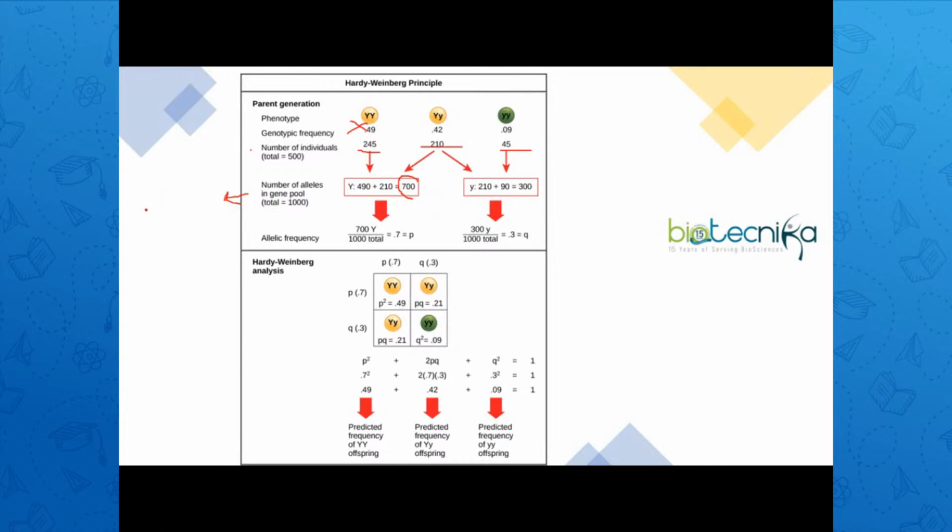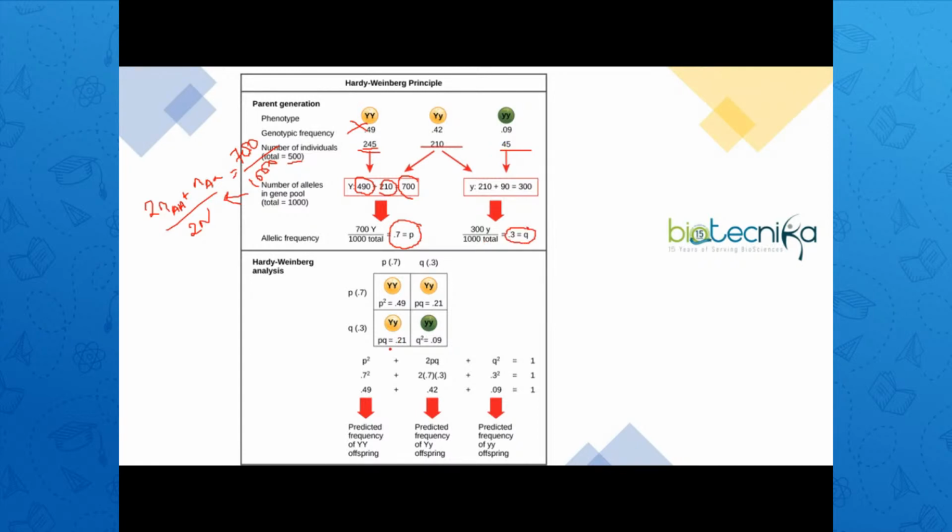Which formula to use here? The first one: 2 into the number of individuals who are homozygous A plus the number of individuals who are heterozygous, divided by 2 into the total. If you do this, 2 into 245 is 490 plus the number of heterozygous, 210. So this value is coming as 700, divided by 2 into the total. Total was 500. So 2 into 500 is 1000. Okay. So your allele frequency p is coming as 0.7. Now again from here, similarly, you can find out your q, which is 0.3.